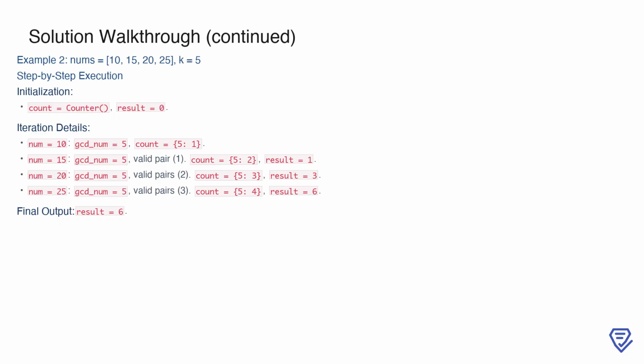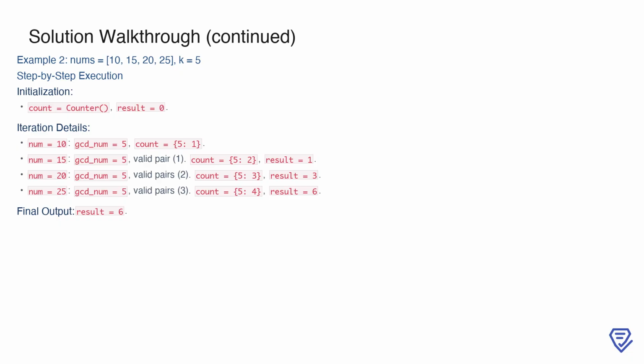For number equals 15, the GCD is also 5. Checking the hash table, we find one valid pair since 5 * 5 % 5 equals 0. The hash table is updated to count equals {5: 2}, and the result becomes 1.